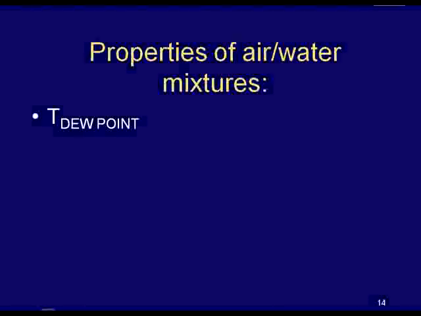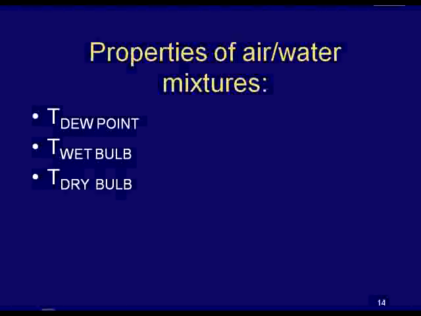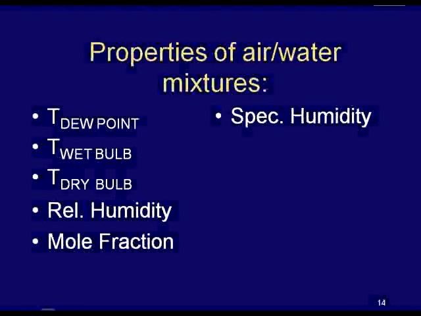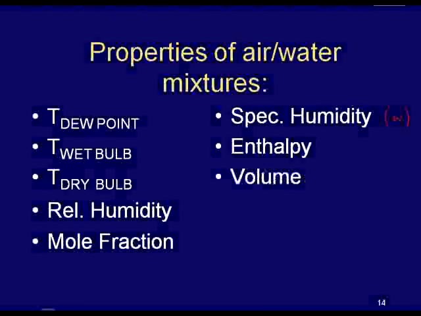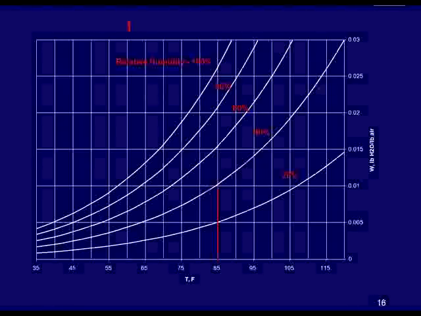So far we looked at properties of air-water mixtures. We looked at the dew point, the wet bulb temperature, the dry bulb temperature, relative humidity, mole fraction. These properties we know how to find. Specific humidity, remember that was what I call absolute humidity, omega, the enthalpy, the volume, and the partial pressure. So let's take an example. For an air-water mixture at 85 degrees C and 60% relative humidity, find all the other properties. For this we can either do it by all the calculations we just did, or we can use this psychrometric chart.